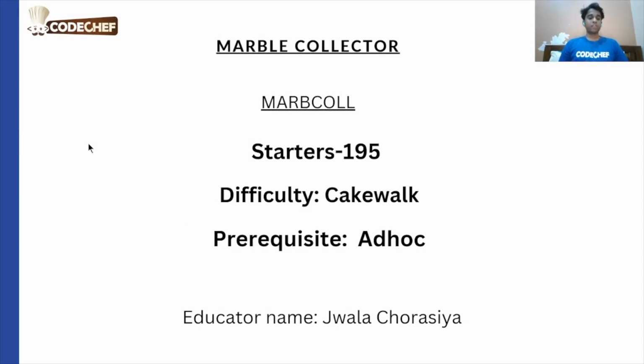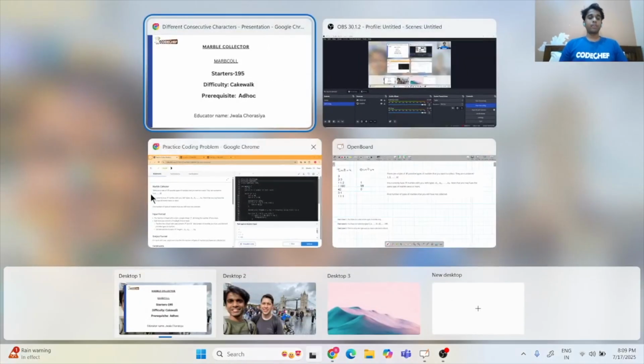Myself Jwala Chorasi and today we are going to solve the problem which came into Starters 195. The name of the problem is Marble Collector and the problem code is MARBCOLL. The difficulty rating of the problem is Cakewalk and the prerequisite is ad hoc. Let's start with reading the problem statement over here.